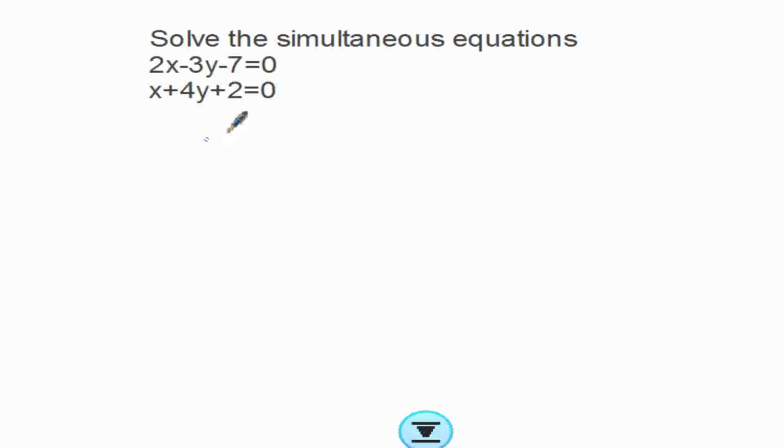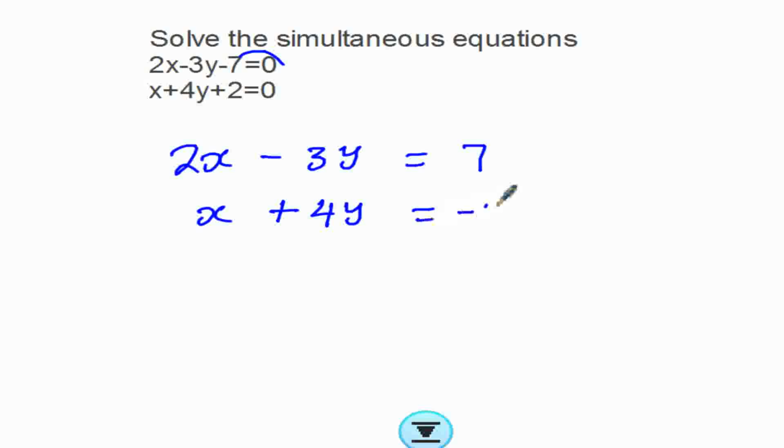First, for elimination method, we try to make sure that the constant term is on the right and the variables on the left. So let's first do that by taking the 7 that side and the 2 that side. So that will be 2x minus 3y is equal to 7 and x plus 4y is equal to negative 2.